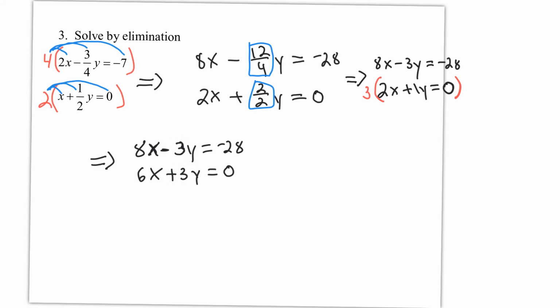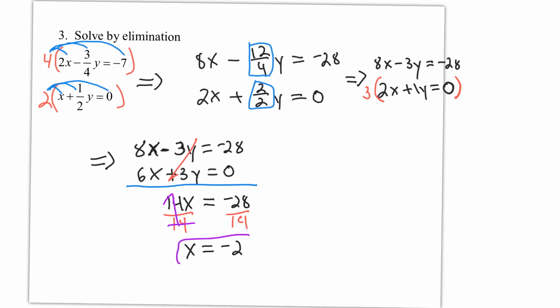So now you make your line on the bottom. You cancel the y's. 8x plus 6x, that's 14x. And negative 28 plus 0, that's negative 28. You divide by 14 on both sides. So this would turn into 1, and my x value will be negative 2. Yep, that is my x.